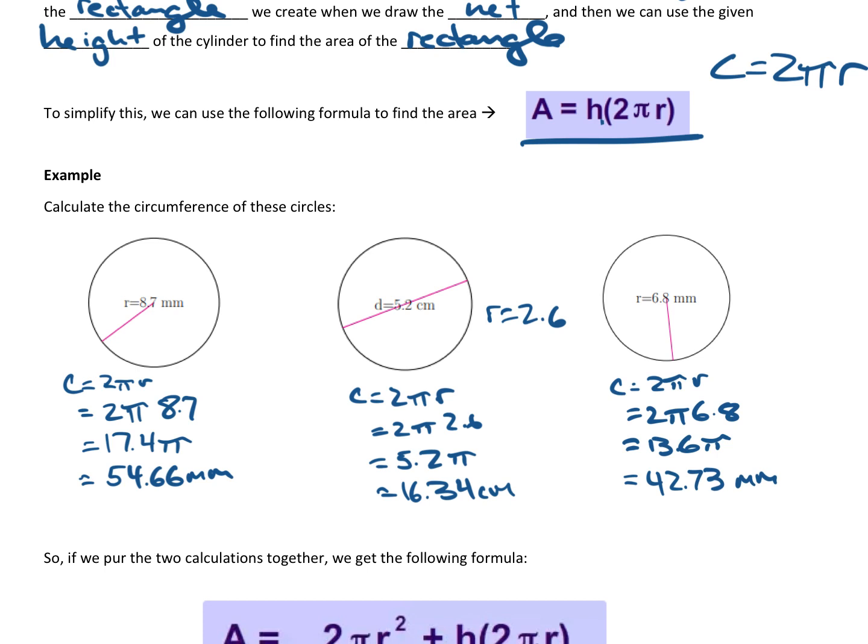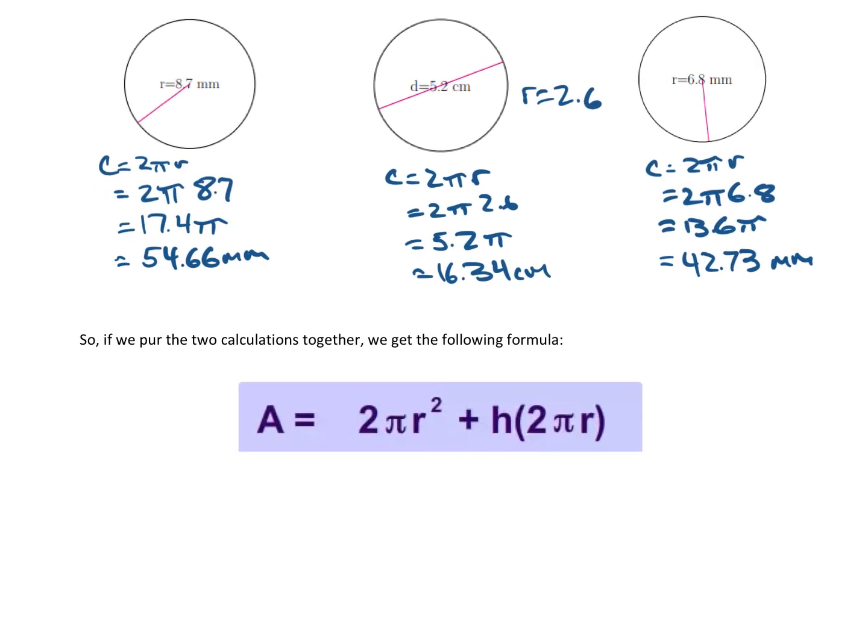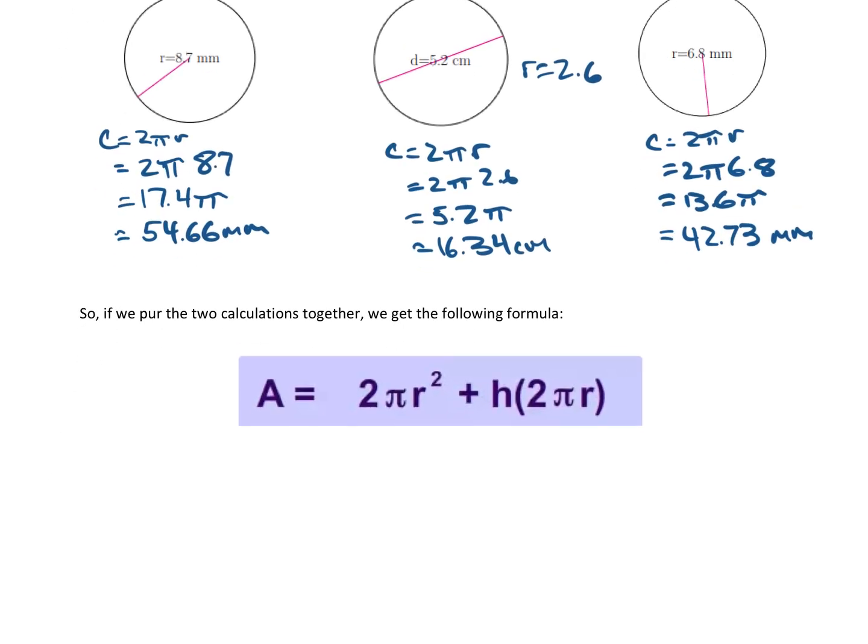So if we put the two calculations together, Mr. Mackenzie didn't proofread, so that should say put the two calculations together, we get the following formula. If you did not want to calculate or draw the net and do each thing individually, you could use this area formula.